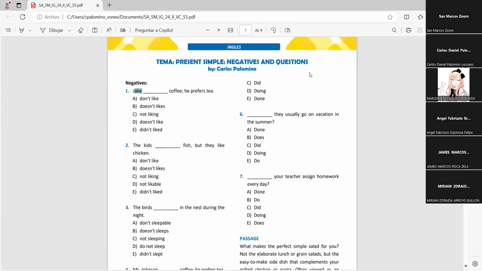Háblame, te estoy escuchando, te estoy leyendo, perdón. Jake. Very good. ¿Por qué es la D? Porque no podemos, forma base. Ya la conocemos. Jake doesn't like coffee. He prefers tea. Bien.